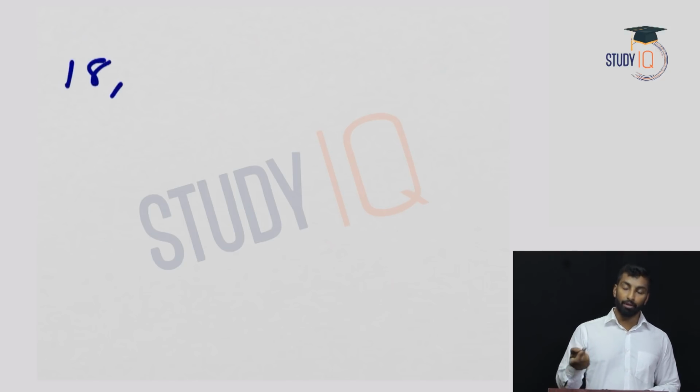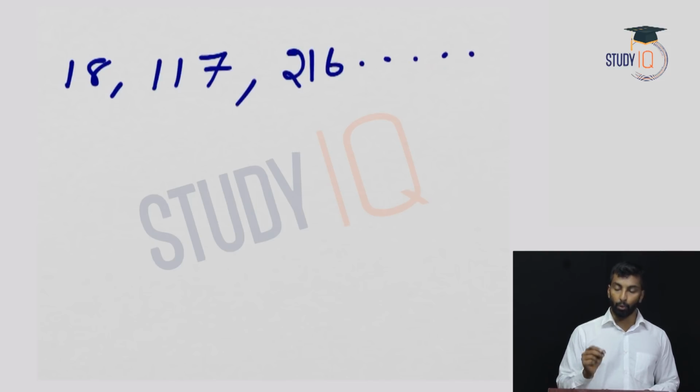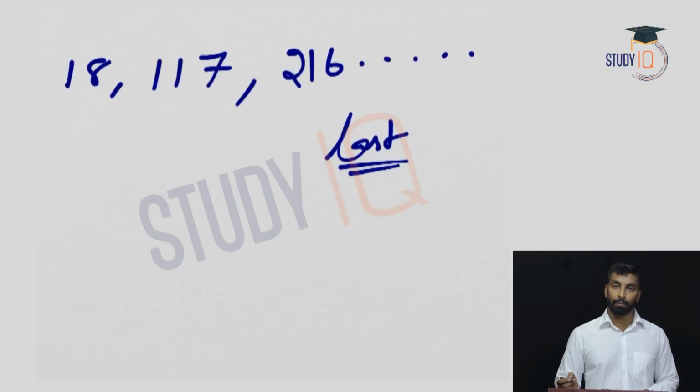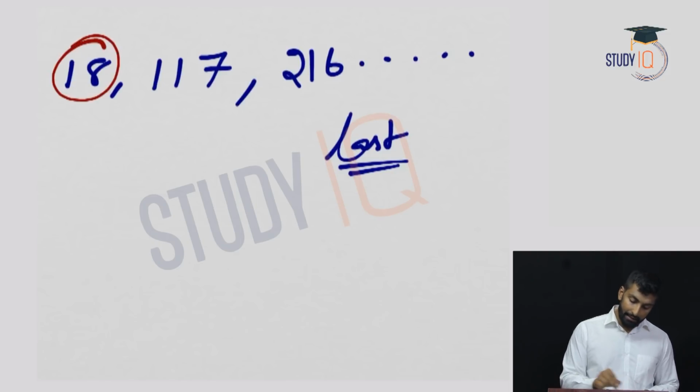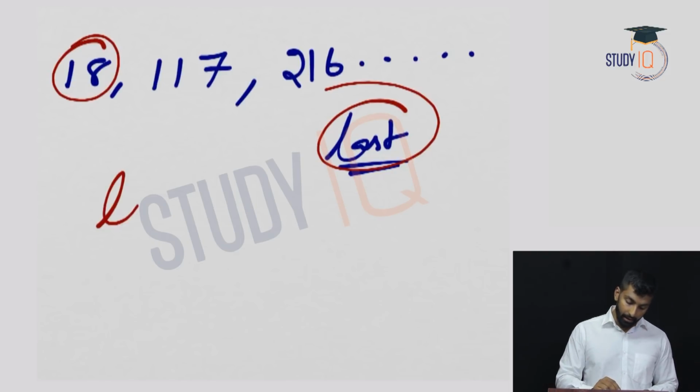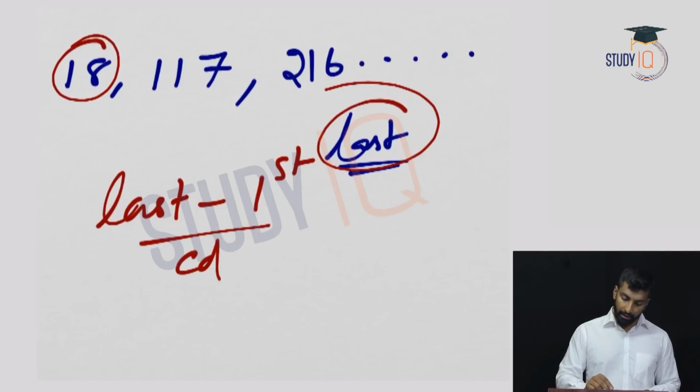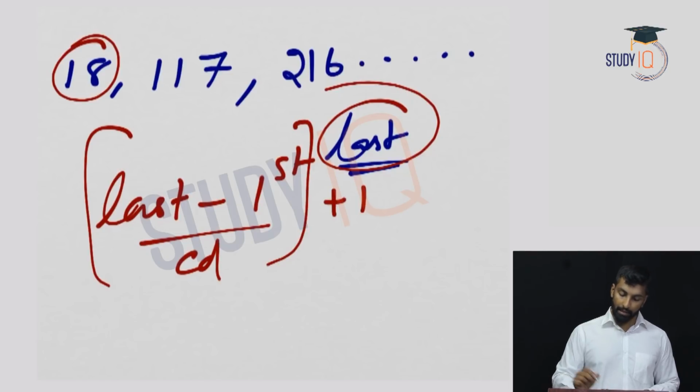So how will you solve it? What is the first number? The first number is 18. The next number will increase in steps of 99, that will be 117. Then it will be 216, etc. Or you can find the last term. After getting the first and last, your answer is ready. You know the number of terms in an AP is last minus first divided by common difference, plus 1.